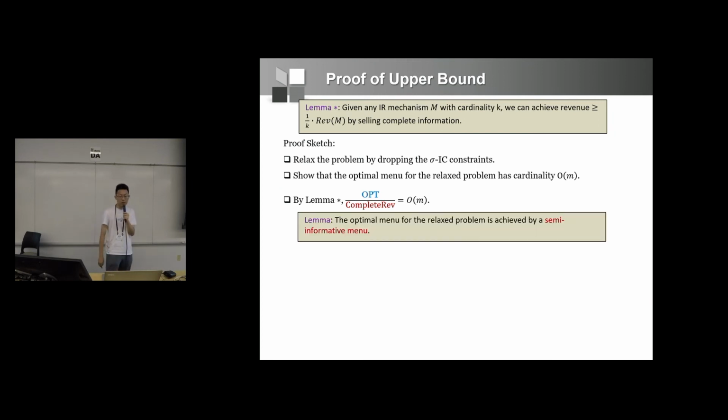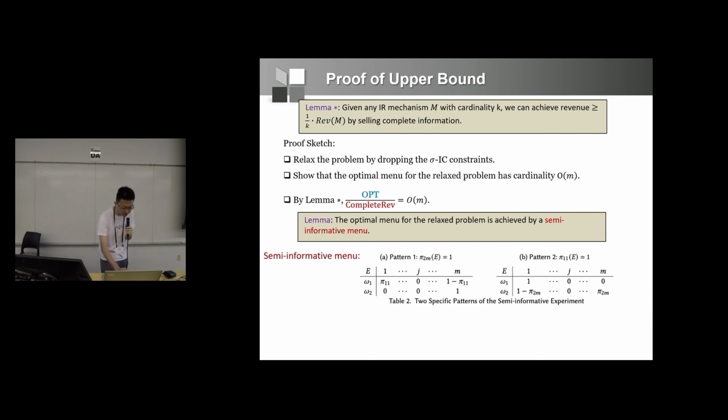A little bit more about the second step, on how we prove the cardinality bound for the relaxed problem. One of the key lemmas is that we showed the optimal mechanism for the relaxed problem is actually achieved by a special class of mechanisms, which we call semi-informative mechanisms. So here is how it is defined. A mechanism is semi-informative if every experiment of the mechanism has one of the following 2 patterns. As we can see, in these 2 patterns, only 2 actions will be recommended with non-zero probability. Everything in the middle will just have 0 probability. That means the seller can implement this experiment using only 2 signals.